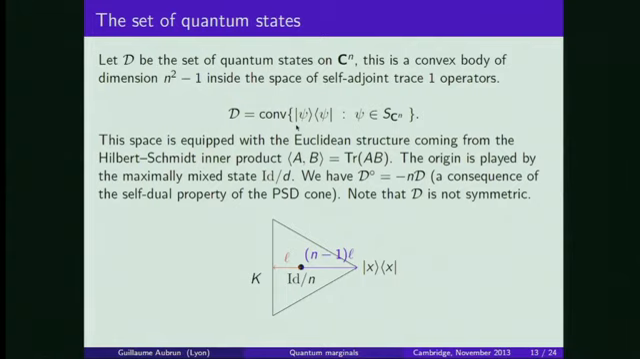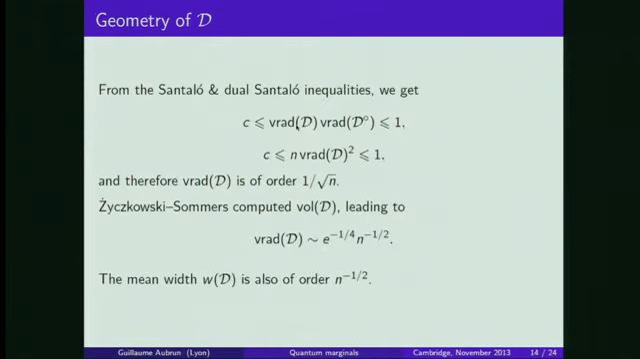Now this set is non-symmetric, which means that if you start from the maximally mixed state and walk towards a pure state, the segment is much longer than if you go backwards, by a factor of n minus 1. So except for n equals 2, when you get the Bloch ball, you get a set which is non-symmetric. And this is somehow an issue sometimes. I will claim that this set looks like a simplex, and this is easy to believe.